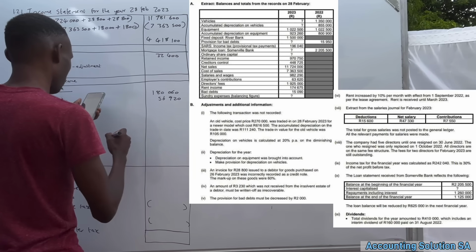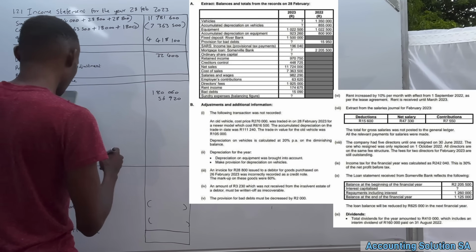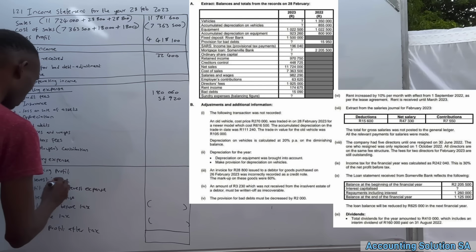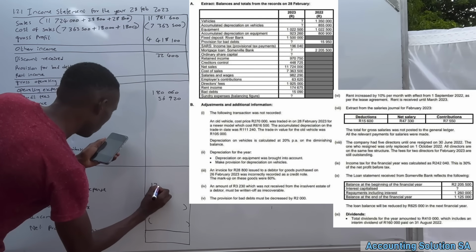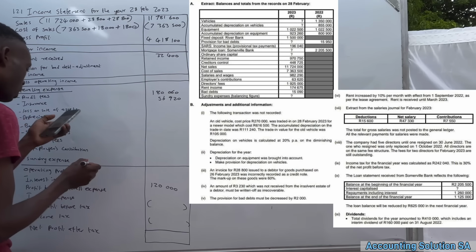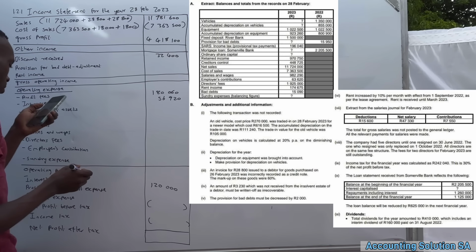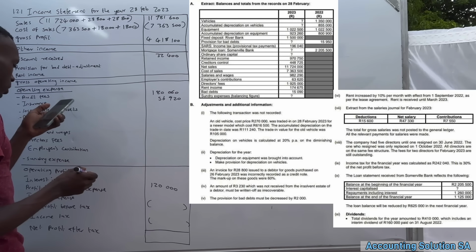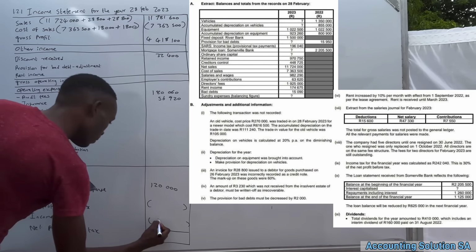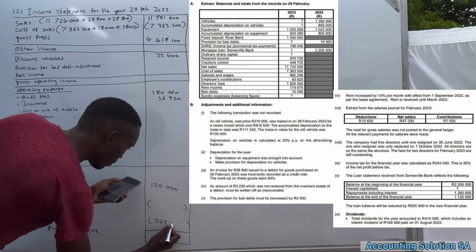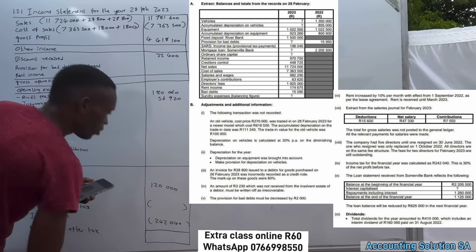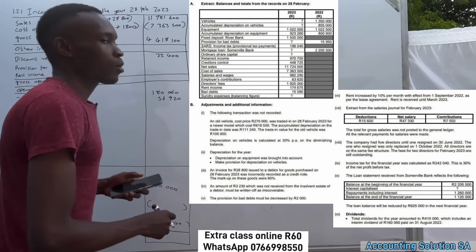56,920. Okay, the other one, interest income, it was given as 120,000. Okay, then the other one, it was tax. It was given, even though I'm going to explain in detail about this one. Okay, now let's proceed.